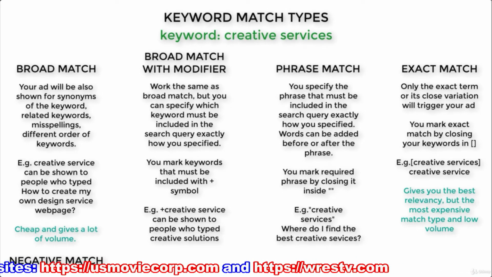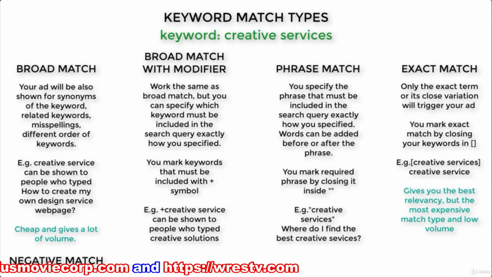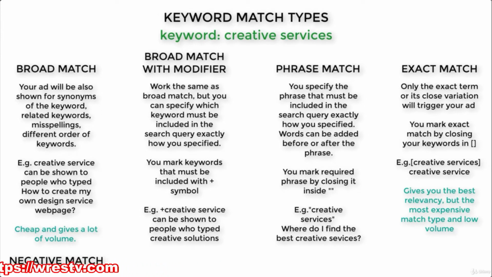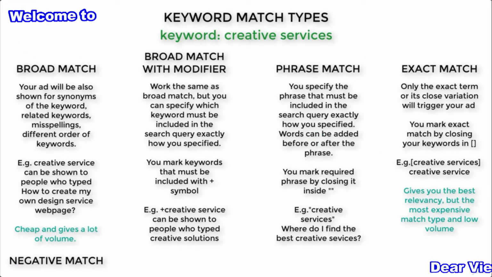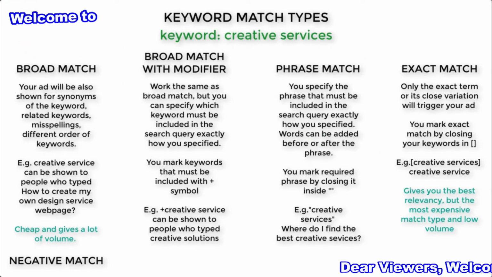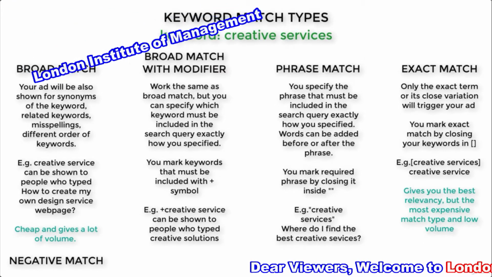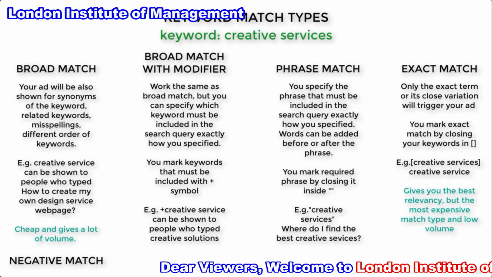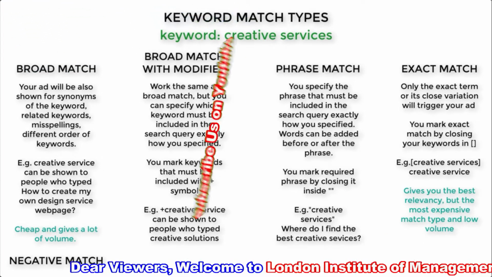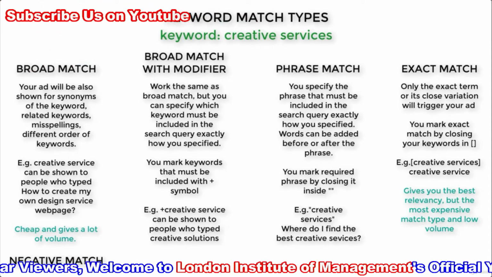Exact match gives you the most control over which query triggers your ads to be shown. Only the exact term or its close variations will trigger your ad. No words before or after, no related keywords. You mark the exact match by enclosing your keywords in brackets. For example, if we would use [creative services] in brackets, your ad may be shown to people who typed creative services or creative service in the search bar.